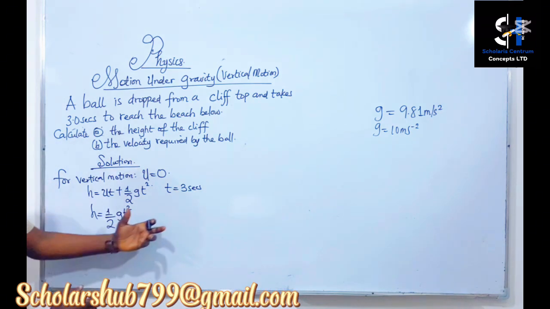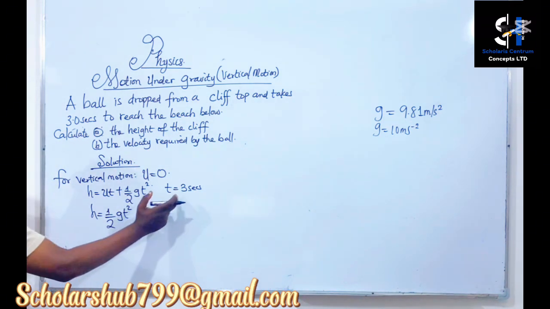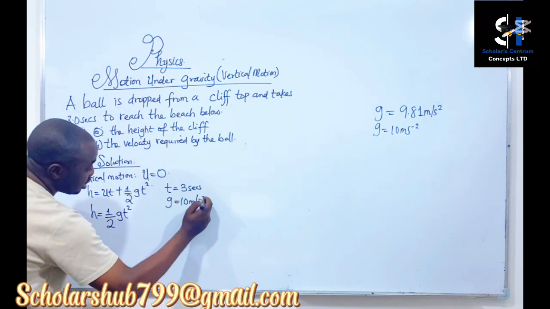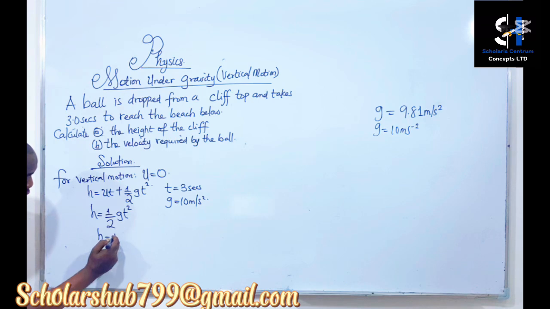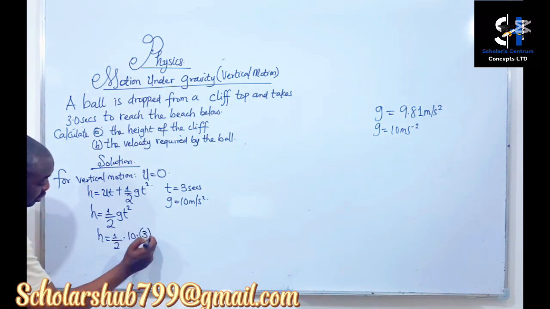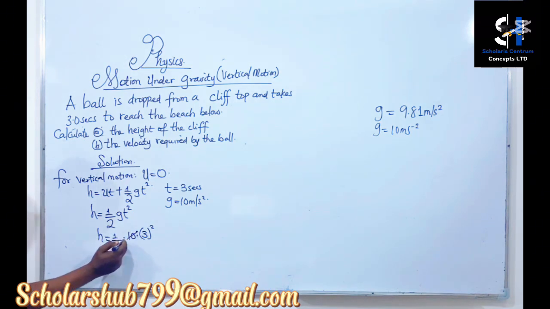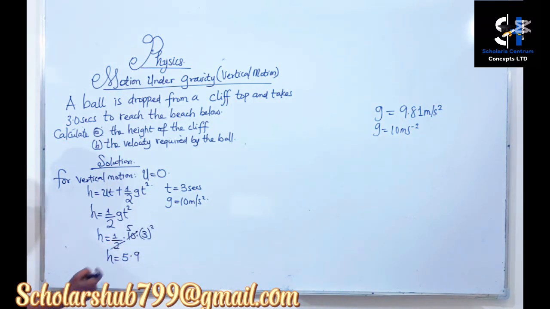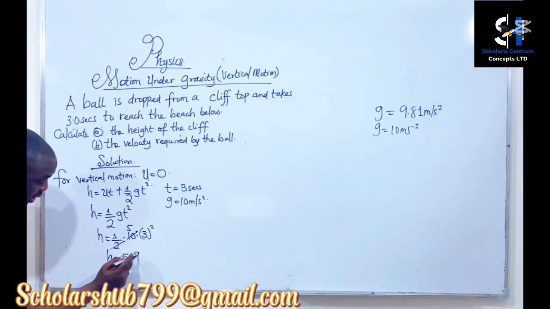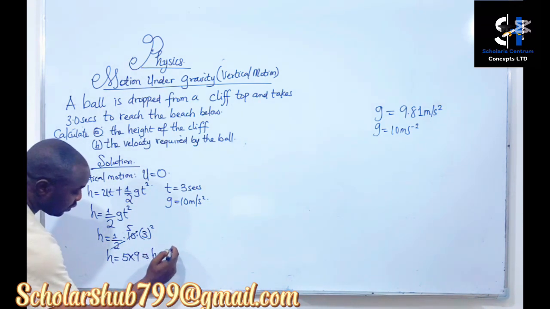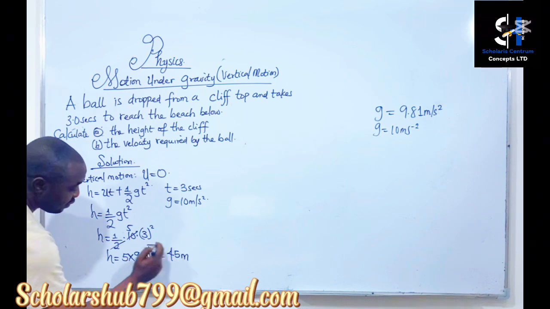Now let's plug in the values of t and g. We know that g is 10 meters per second square. So h will be equal to 1/2 multiplied by 10, then multiplied by 3 raised to the power of 2. 10 divided by 2 is 5. So h equals 5 multiplied by 9, since 3 raised to the power of 2 is 9. So 5 times 9, the value of h will be 45 meters.